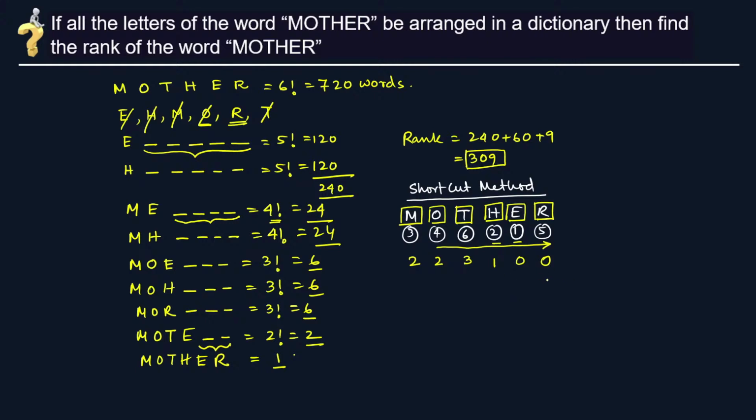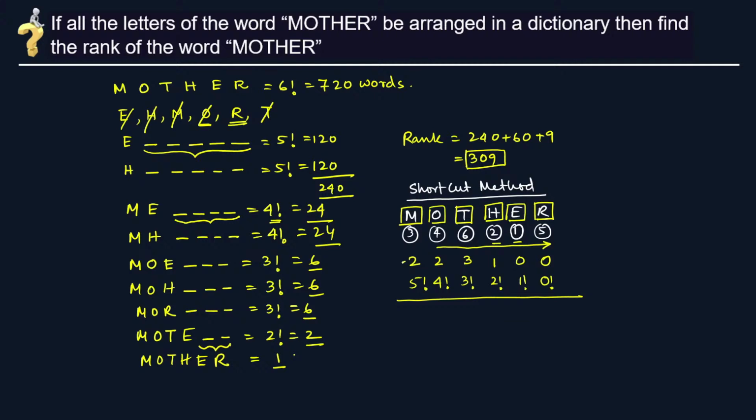You start from the extreme right and write down factorial 0, factorial 1, factorial 2, factorial 3, factorial 4 and factorial 5. Every time start with factorial 0 from the right side and go in the left hand side by increasing 1 digit every time. And after that you simply add those values.